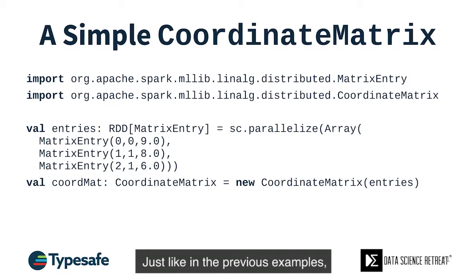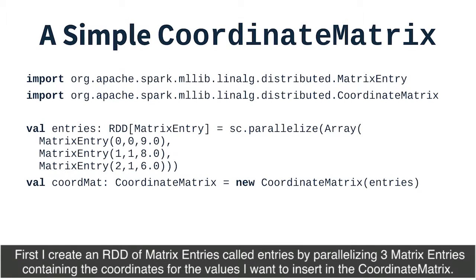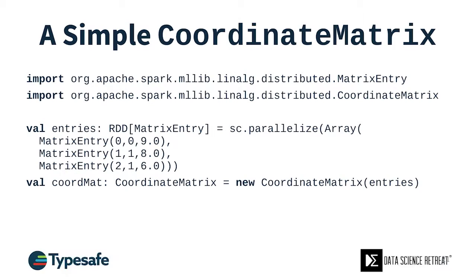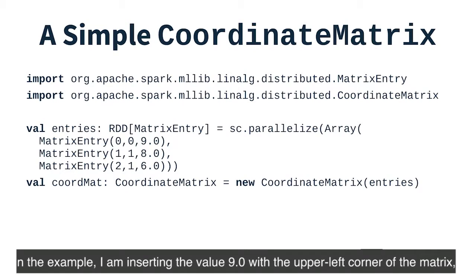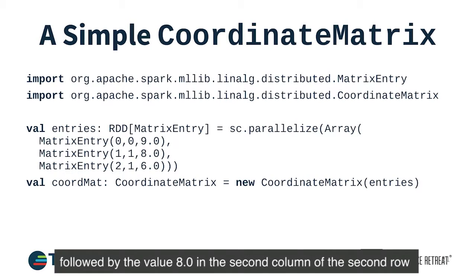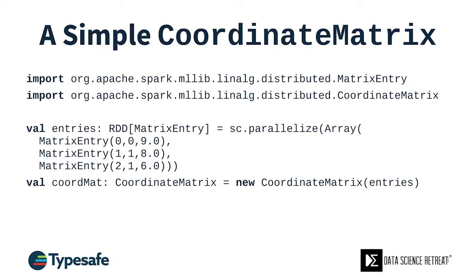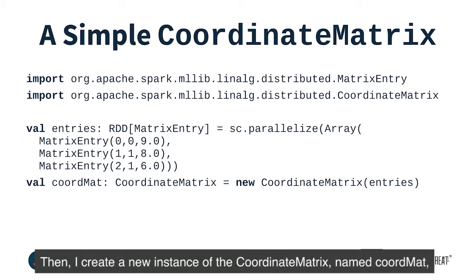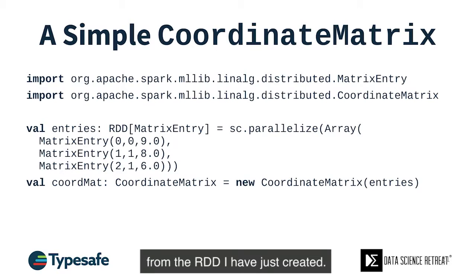Just like in the previous examples, first I create an RDD of matrix entries called entries by parallelizing 3 matrix entries containing the coordinates for the values I want to insert in the coordinate matrix. In the example, I'm inserting the value 9 in the upper left corner of the matrix, followed by the value 8 in the second column of the second row, and then the value 6 in the second column of the third row. Then I create a new instance of the coordinate matrix, named coordmat, from the RDD I have just created.